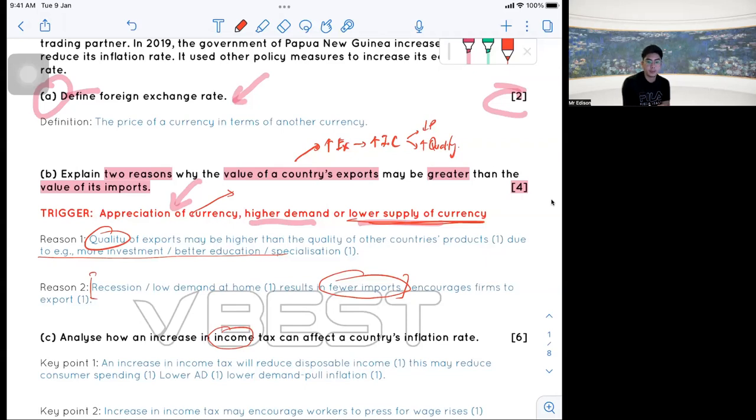Then I can write anything about it, indirect tax and so on. And then I just realized that cannot. You have to focus on income tax. Okay, income tax is a form of direct tax.